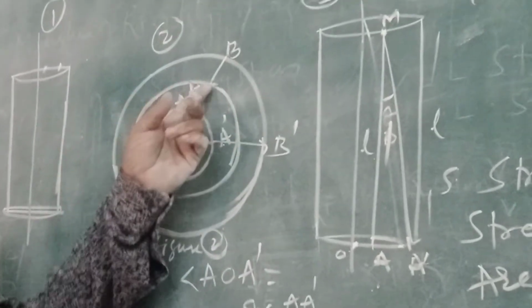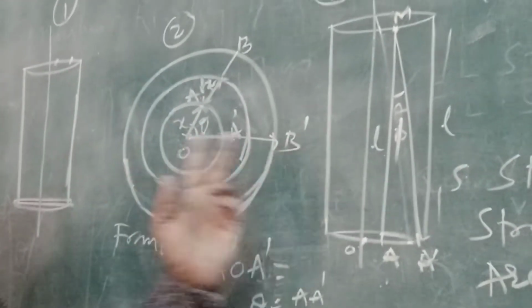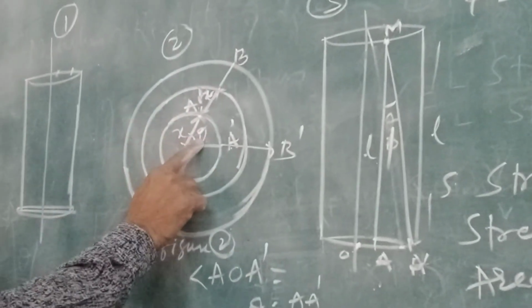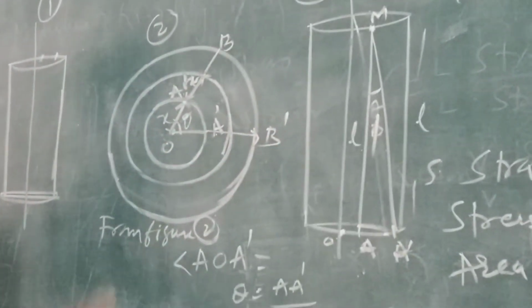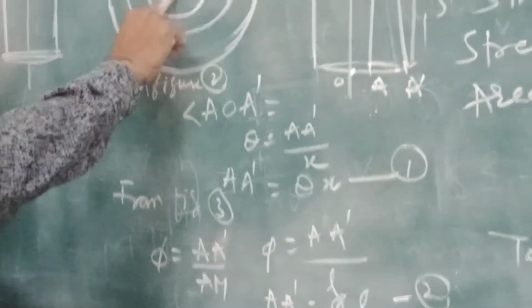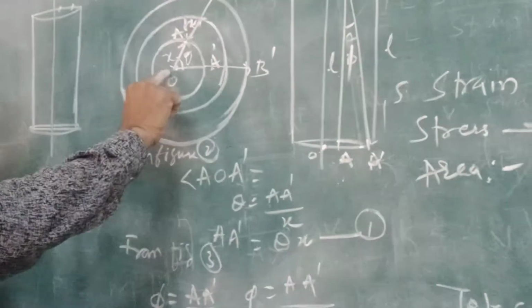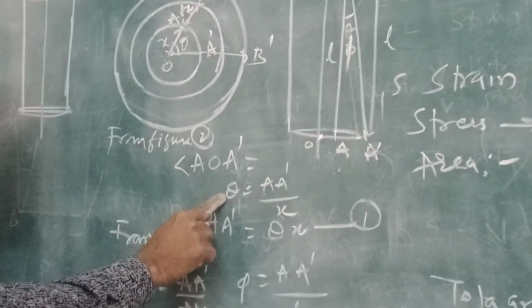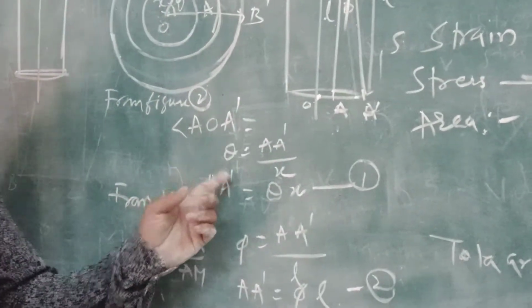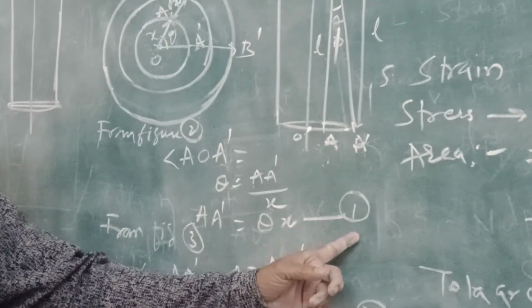So the angle between AO and A dash is theta. Now from these two figures, we can calculate the value of theta and the value of phi. We know that the angle is equal to arc upon radius. In this figure, the arc is A dash and x is the radius. So angle theta is equal to A dash upon x, and therefore I am calculating here the value of A dash as theta into x. Okay, it is equation number 1.